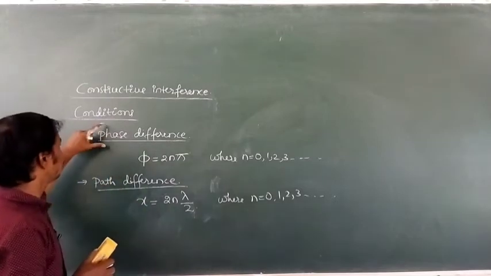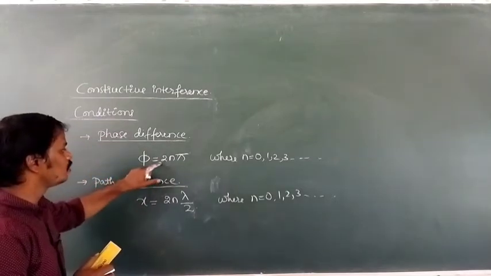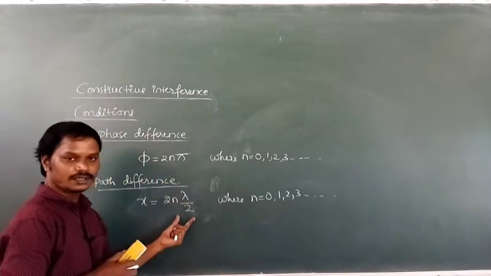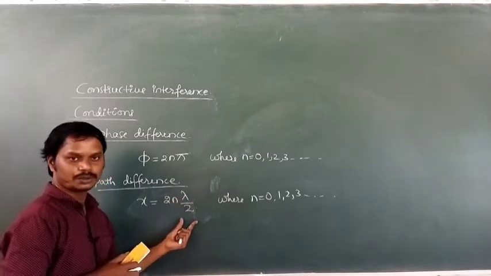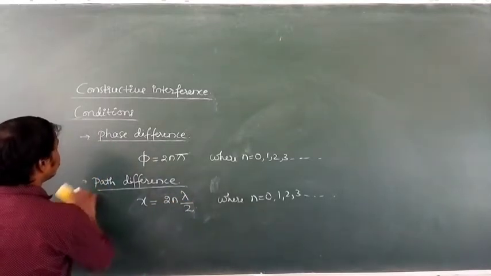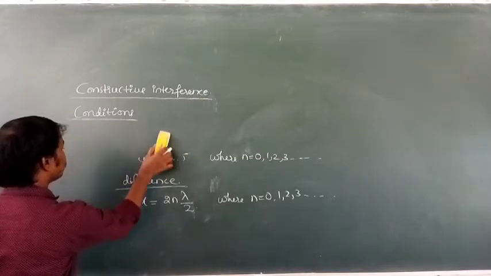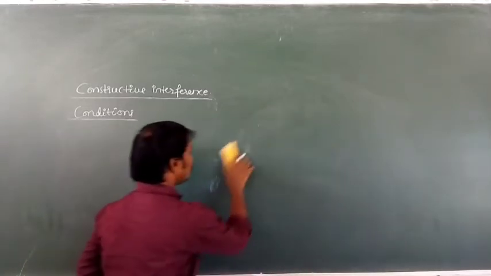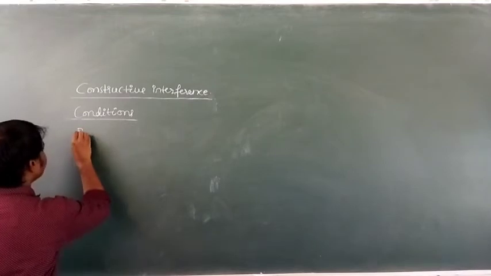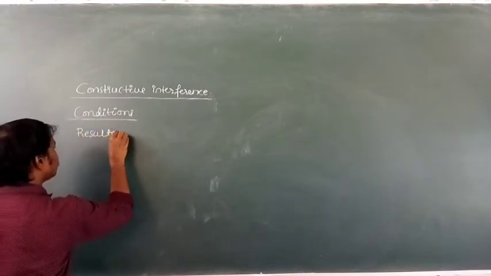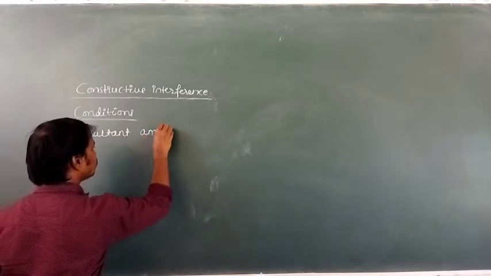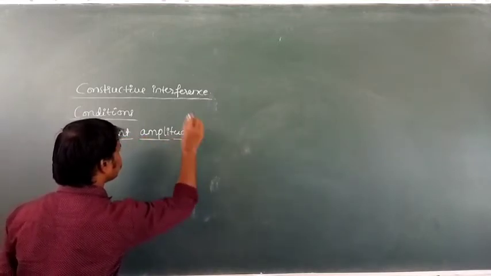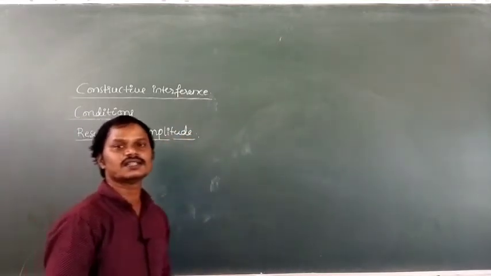Now what is the phase difference for constructive interference? That is phi equal to 2n pi. And what is the path difference in case of constructive interference? 2n lambda by 2, an even multiple of lambda by 2. Next, the resultant amplitude in case of constructive interference. Now we are discussing constructive interference. Resultant amplitude of the resultant wave. See here, what is the resultant amplitude in case of constructive interference?